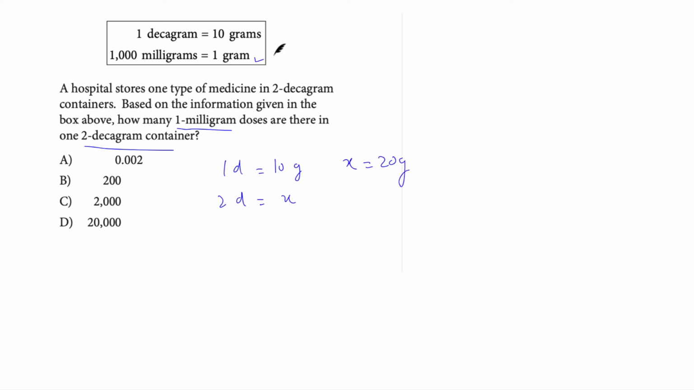Now we have this second proportion over here. 1000 milligrams equals 1 gram and we have over here 20 grams. So this is basically our target answer. You cross multiply, what do you get? 20 into 1000. This is basically 20,000. So we have 20,000 milligram doses in one 2 decagram container. That's option choice D. Very simple.